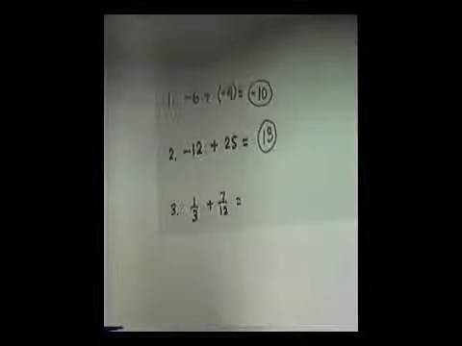Add 1/3 and 7/12. These two numbers have the same sign. That means we will add their absolute values. Recall that to add fractions, we must find a common denominator. The common denominator for 3 and 12 is 12.